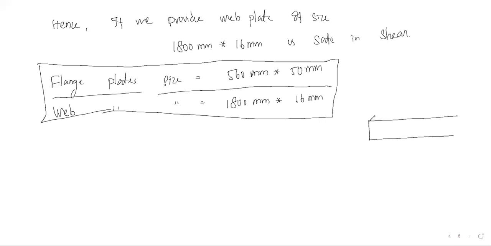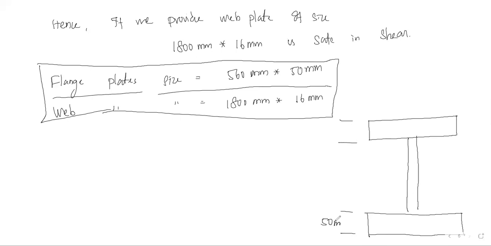So hereafter we are going to do the design using this category. 50 mm, 50 mm, 1800 mm, and thickness of web is equal to 16 mm. Then breadth of flange is equal to 560 mm. So this is our new section.